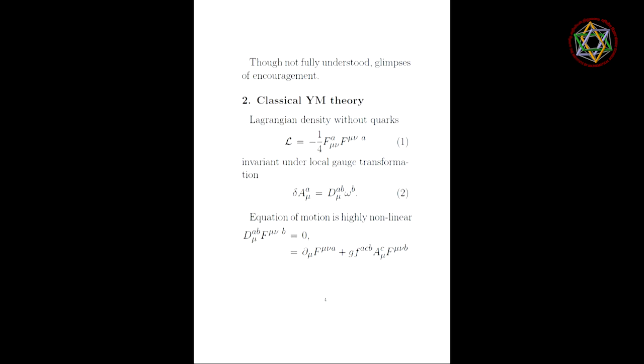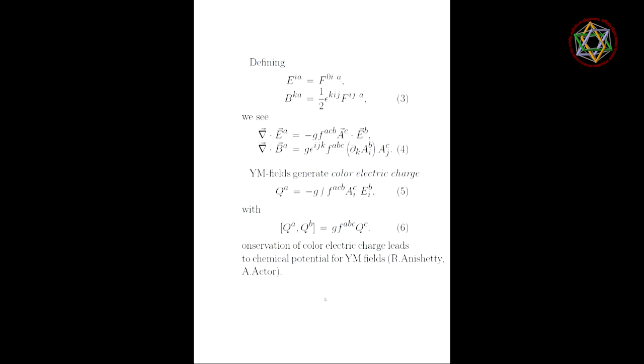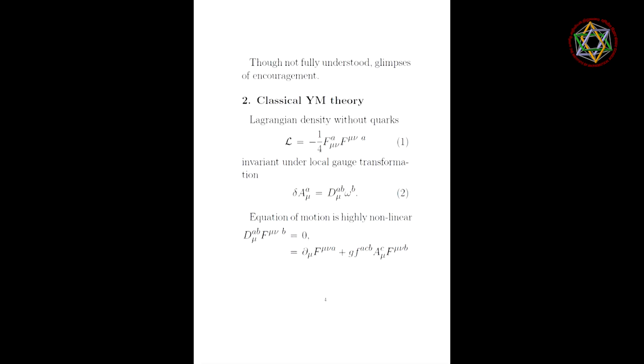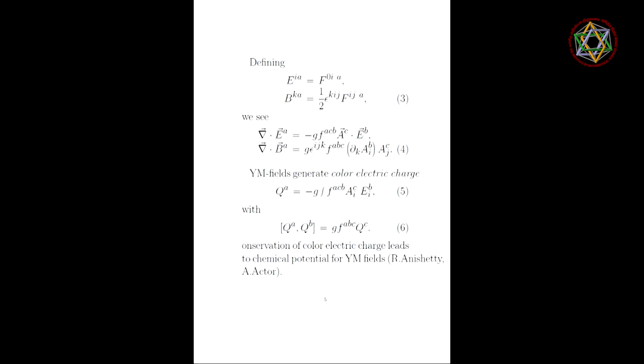The Lagrangian is known. It is invariant under local gauge transformations, but the equations of motion are highly nonlinear, as you can see. And if you define, in analogy with Maxwell's field, the color electric field and color magnetic field, you see that del dot E^a is not 0, del dot B^a is not 0. I will come back to that.